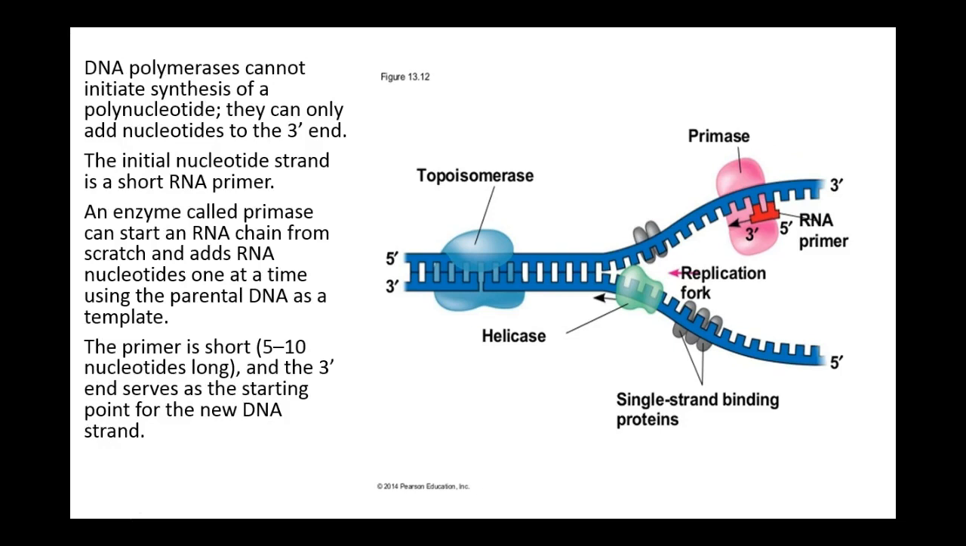So DNA polymerase, that's the enzyme I was talking about, can't initiate the synthesis of a polynucleotide strand, but can only add nucleotides at the 3' end. The initial nucleotide strand is that short primer. So that short primer is attached, then the DNA polymerase, which is bringing in the nucleotides, is going to recognize that primer.